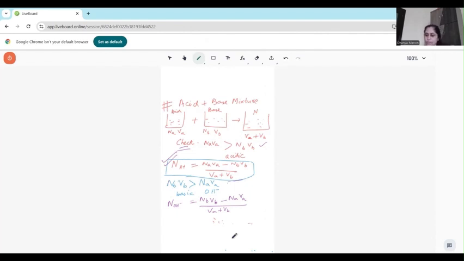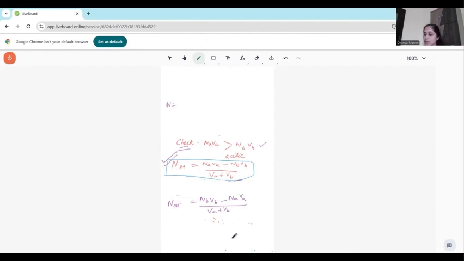It will be more clear to you. I'll just write the formulas here and keep it so that it's easy for you to remember. So NH plus is equal to NaVa minus NbVb by Va plus Vb. Okay, so this is the formula. And if it is for base, the other way around.